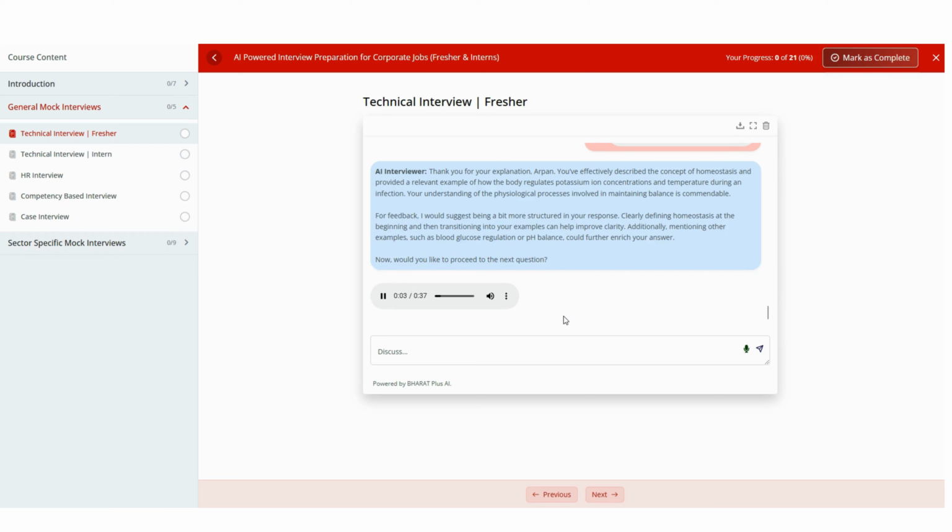Yes. Thank you for your explanation, Arpan. You've effectively described the concept of homeostasis and provided a relevant example of how the body regulates potassium ion concentrations and temperature during an infection. Your understanding of the physiological processes involved in maintaining balance is commendable. For feedback, I would suggest being a bit more structured in your response. Clearly defining homeostasis at the beginning and then transitioning into your examples can help improve clarity. Additionally, mentioning other examples, such as blood glucose regulation or pH balance, could further enrich your answer. Now, would you like to proceed to the next question?